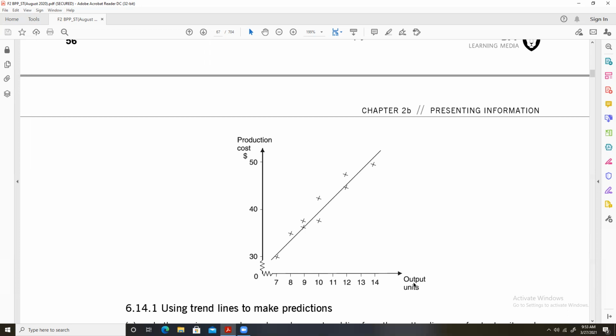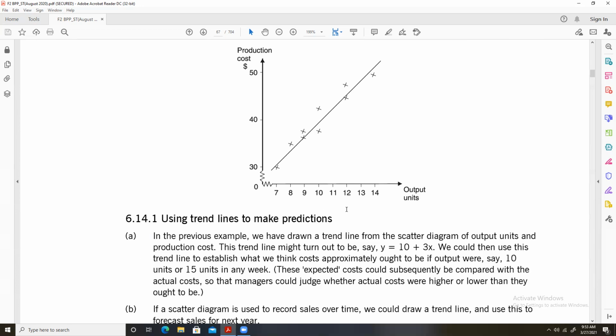Whether the two variables are inversely related to each other, in that case, the trend line will not be upward sloping like this, but instead will be downward sloping. Opposite to this, the trend line will be downward sloping from left to right.